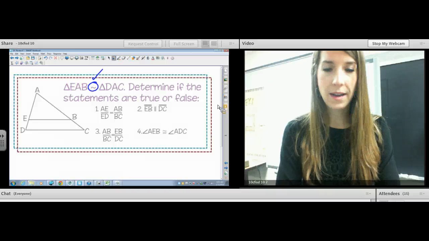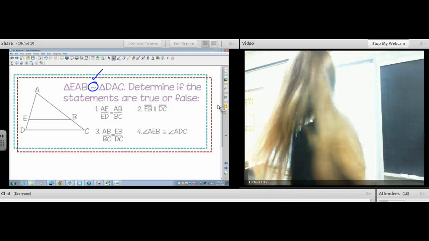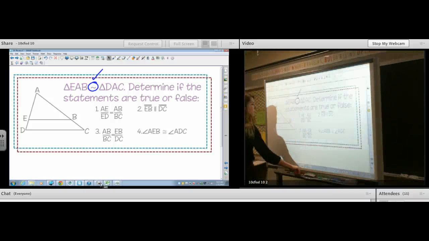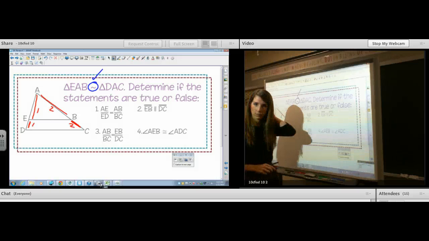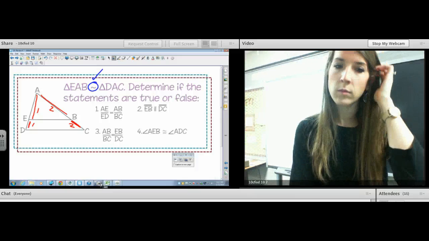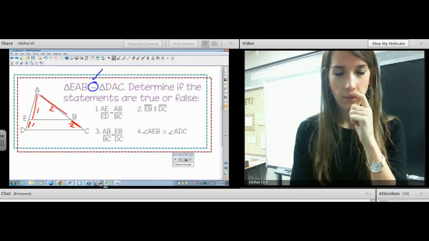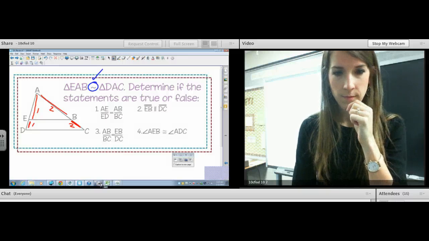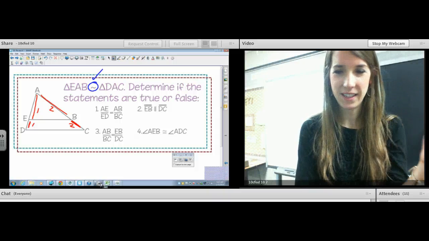Okay, number one, everybody type in true or false. I should see lots of typing. Number one. AE is to ED as AB is to BC. 1 is to 1 as 2 is to 2. I'm just waiting for some more people to answer.